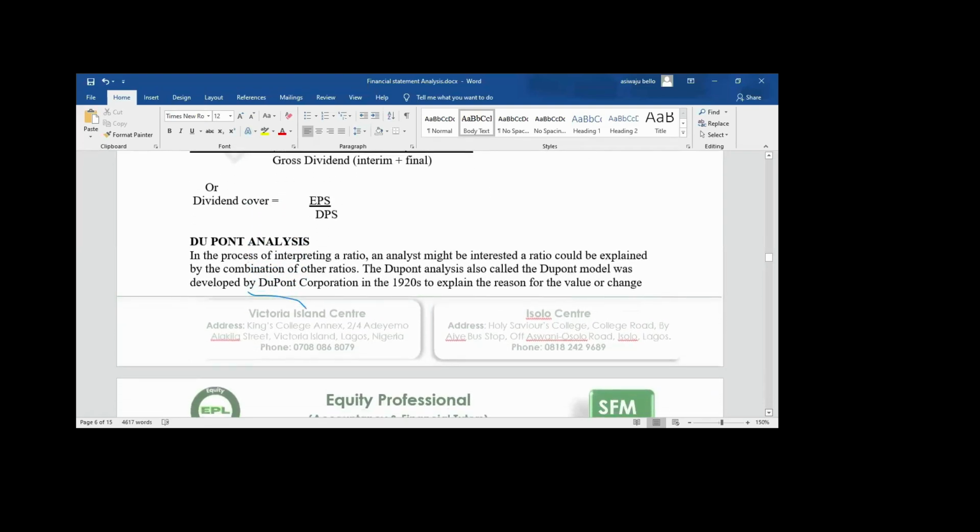Any question, please? All right. Like I explained, the examiner is also bringing more to your syllabus. Not really more, it's expanding to other areas, like this DuPont analysis. The examiner started this last diet. When they tested DuPont, I think it was made diets really.